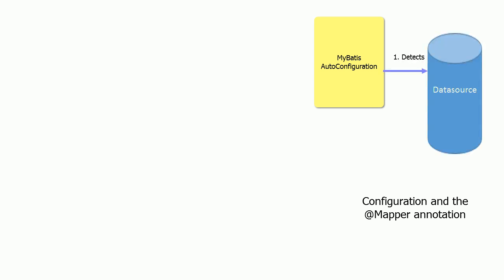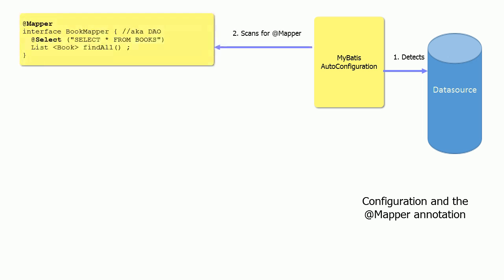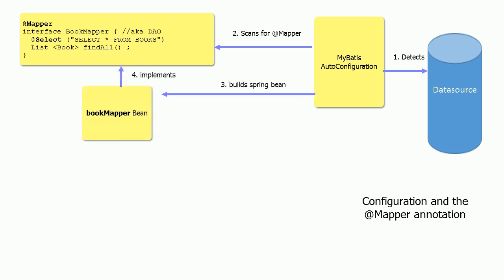The MyBatis starter Maven dependency for Spring Boot includes an auto-configuration component. At application startup time, the auto-configuration will scan for a data source to work with. It will also scan for Java interfaces that include the MyBatis @Mapper annotation and register those interfaces with MyBatis. For each eligible interface it finds, it will build an implementation of that interface and register it as a Spring Bean in the Spring context.